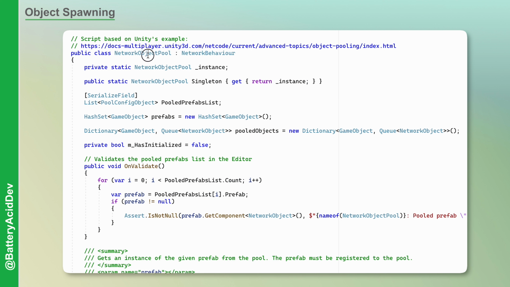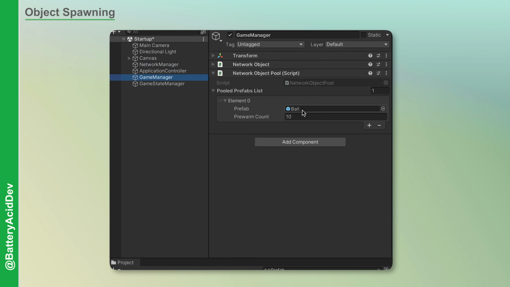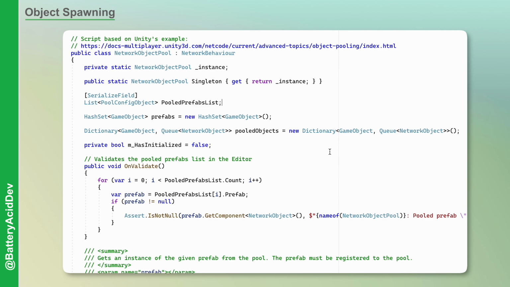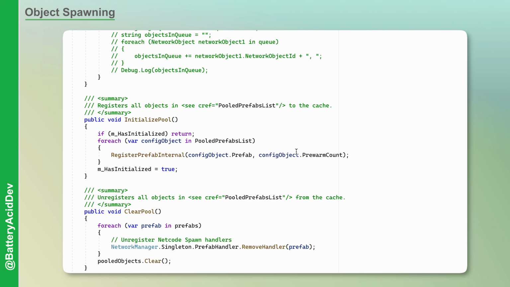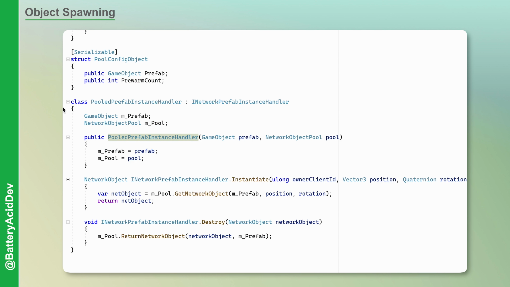There's two classes in here, with the main one being Network Object Pool. This tracks a list of potential prefabs for your game on the server, which can be set in the editor with a pre-warm amount. When you're ready to pre-warm the prefab instances, you can make a call to initialize pool. This is where the instances are created and added to the queue, hence pre-warm. It then maps a prefab reference to an implementation of Network Prefab Instance Handler, which is the second class at the bottom of this script.